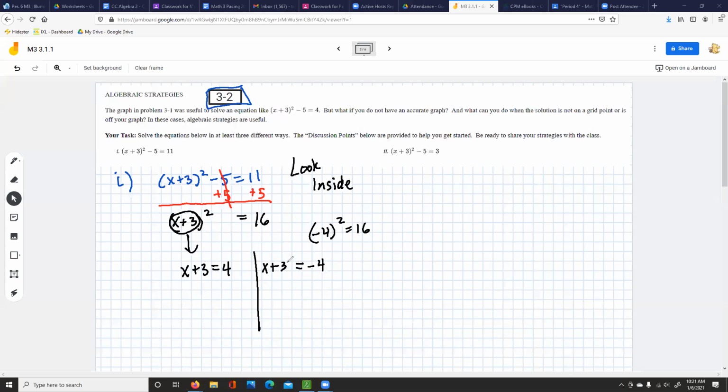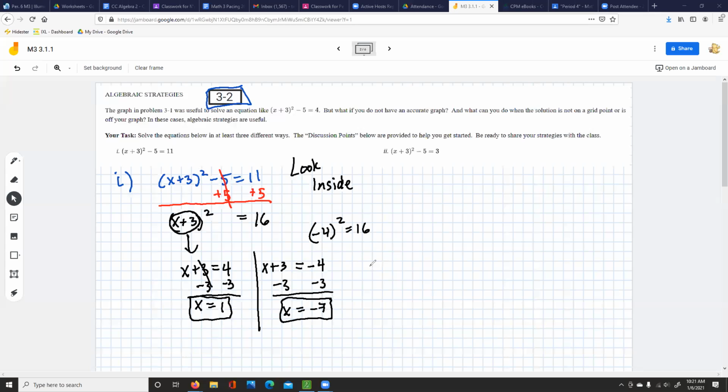That makes sense. This is a parabola. It should have two solutions. So I'm going to subtract 3 from this side to solve for our first solution, and get x equals 1 is our first solution. And it could also equal -4 that we're squaring. So I'm going to subtract 3 from -4. So x is going to be -7. So those are my two solutions, 1 and -7.